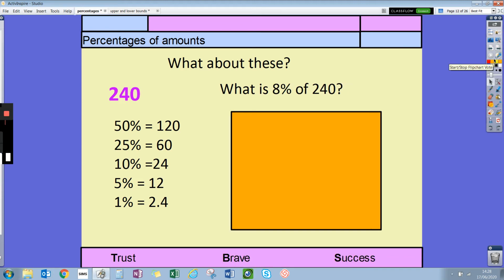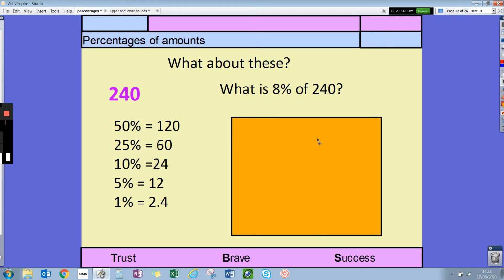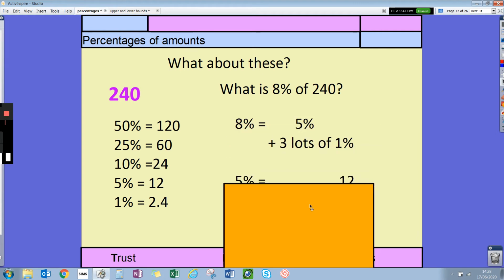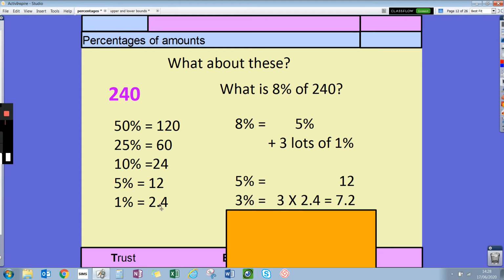Then we've got another one where we're finding 8%. So if we look here at what we've got, we've got 5%, and then 6, 7, 8. So we want 3 lots of that and 1 lot of that added together. So it's 5% plus 3 lots of 1%. Our 5% is 12, and our 3 lots of 1% is 3 lots of 2.4, which is 7.2. And remember, we've just looked at multiplying decimals, so use the methods that we've just learnt. And add those together is 19.2.